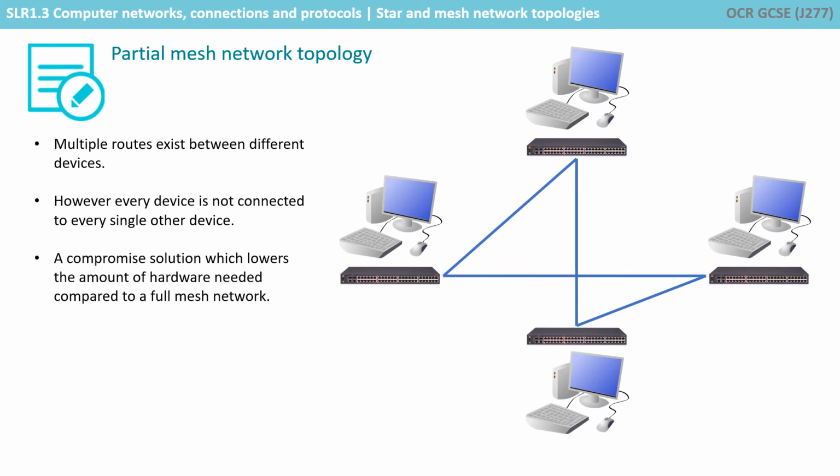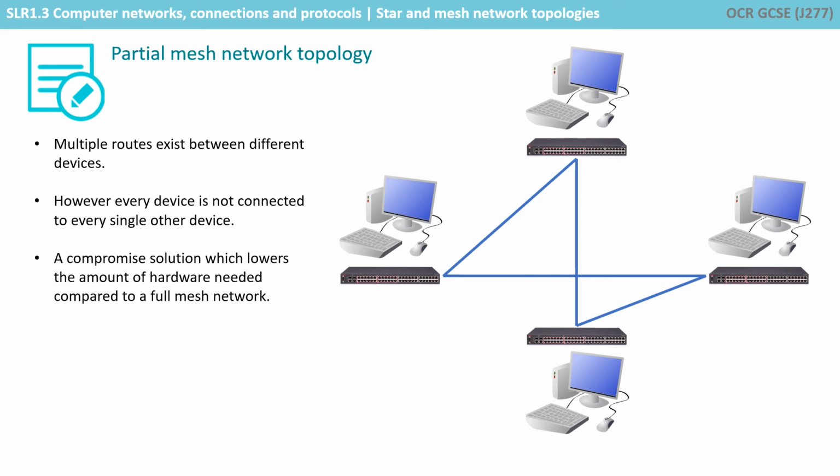One possible compromise here is what's known as a partial mesh network topology, where not every computer is connected to every other computer, but there are still multiple connections. So for example, we might have the computers connected as shown here. We haven't got a cable between every single computer, but we have got multiple paths to reach the destination. And this is a great compromise on the full mesh network topology.